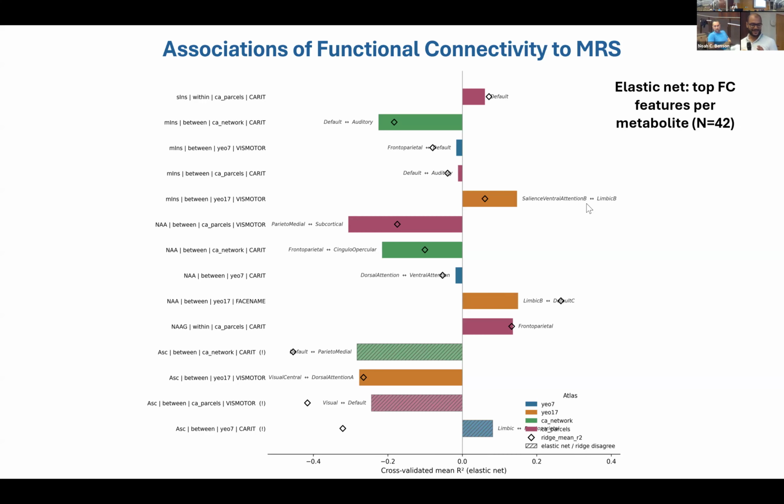So pretty small numbers to be doing all this, but there were a couple of interesting things. For MINS and NAA, you see limbic associations to salience and default mode network, which is kind of interesting, though the R squares are still in the 0.1 range, but there's something. There's some signature for future.